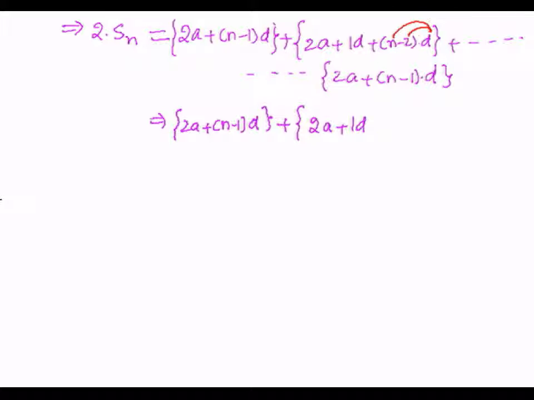So here d into n is nd, plus nd, then plus minus 2 into d is minus 2d, bracket close. Then now plus dash dash, plus the nth term, which is 2a plus (n minus 1) into d. Since this is n, there are n terms added up.